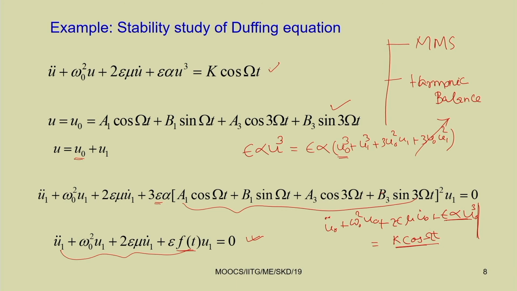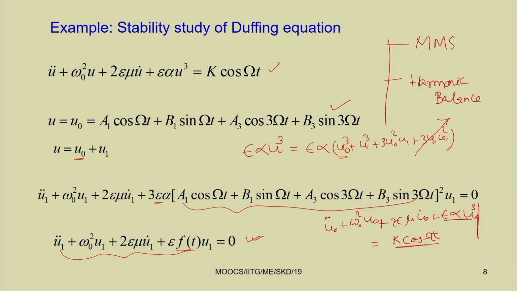So, if you are not using a method like the method of multiple scales or the averaging method, where you directly get the equilibrium solution and the stability, but you are using some method like the harmonic balance method, then after getting the solution you must perturb the original equation to study its stability about the equilibrium position. So, here the equilibrium position is u0.